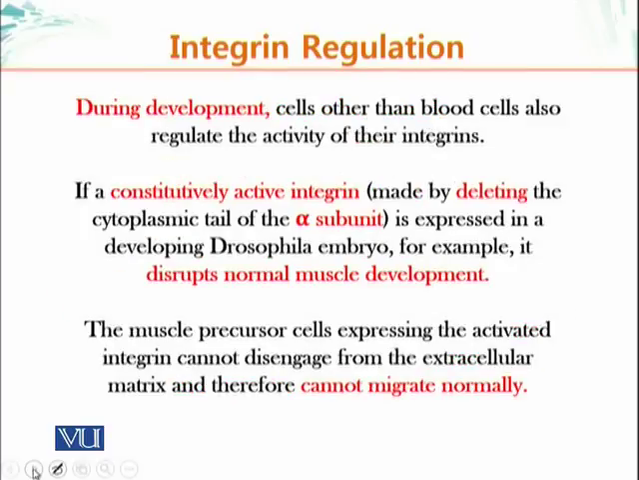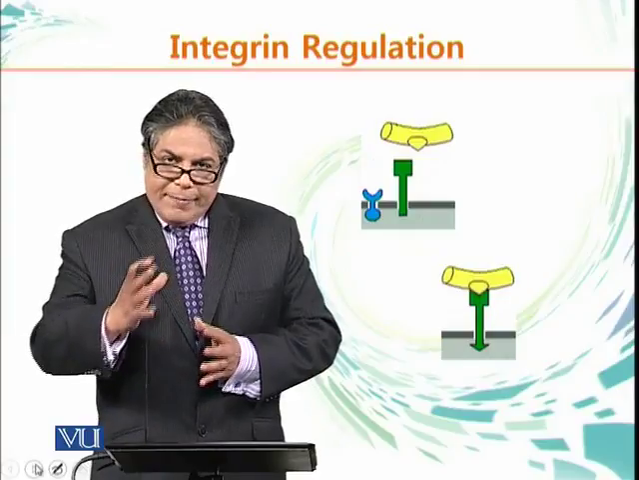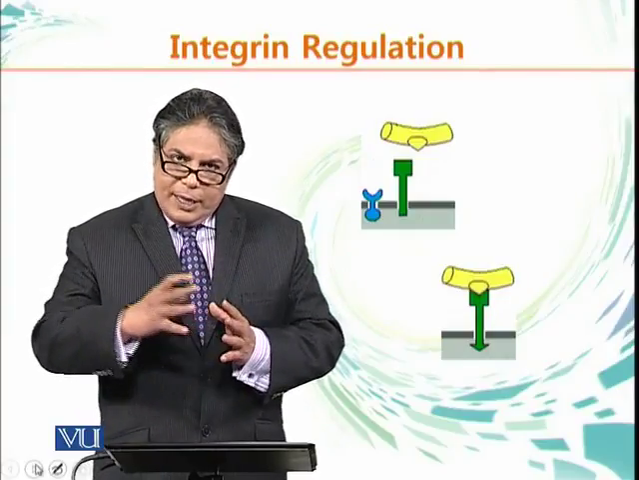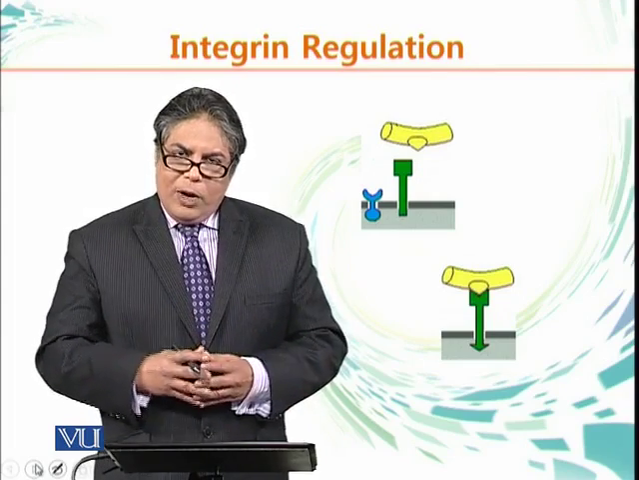During development, integrin regulation also plays a very important role. Cells other than blood cells also have adhesion activities that have to be regulated. If a constitutively active integrin was made, for example by deleting the cytoplasmic tail of the alpha subunit, and expressed in Drosophila, the embryos have disrupted normal muscle development. The muscle precursor cells expressing the activated integrin cannot disengage from the ECM, and therefore they cannot migrate normally and form the tissue that they are supposed to form. So integrin regulation is very important, not only in development, but also plays a very important role in our immune system.